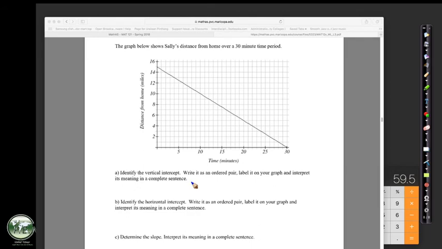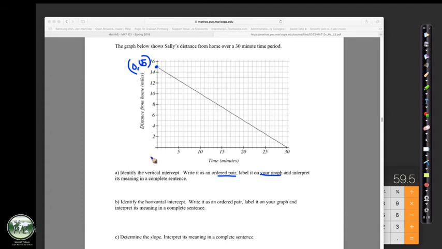Identify the vertical intercept. So where's the vertical intercept? Here's x equals 0. How about right here? 15. And again, we could list it as a point, 0 comma 15, and write it as an ordered pair. So that's labeling it on the graph. We did that. Interpret its meaning. Since this graph is about Sally's distance from home over a 30-minute period, where is Sally with respect to her home? 15 miles. Distance from home, we don't know if she's east, west, south, but we know she's 15 miles from home.